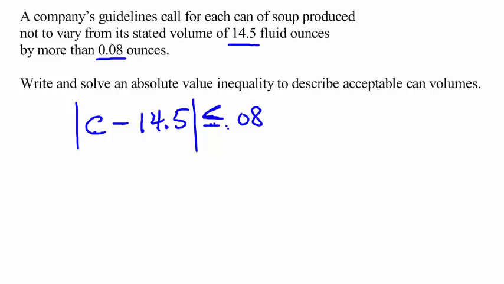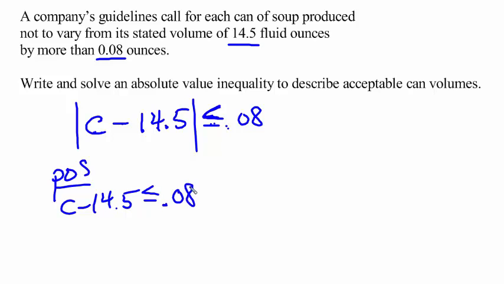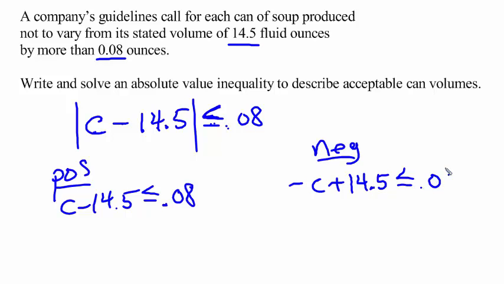So we solve this in two branches. The positive branch says C minus 14.5 is less than or equal to 0.08. And the negative branch says that negative C plus 14.5 is less than or equal to 0.08. Because in a negative branch, you switch the signs of every term in the bars. So your C becomes a negative C, your minus 14.5 becomes plus 14.5.